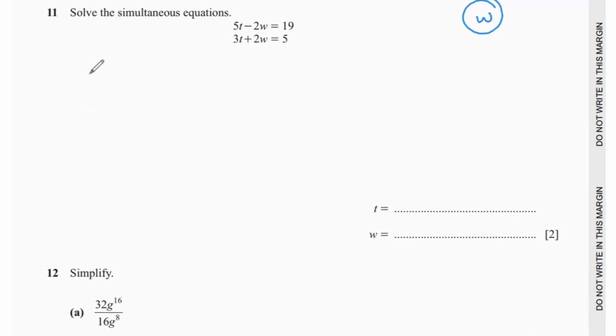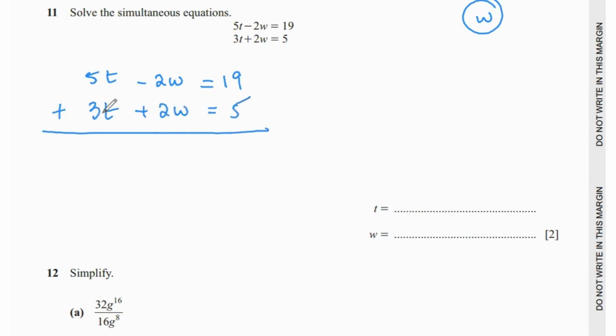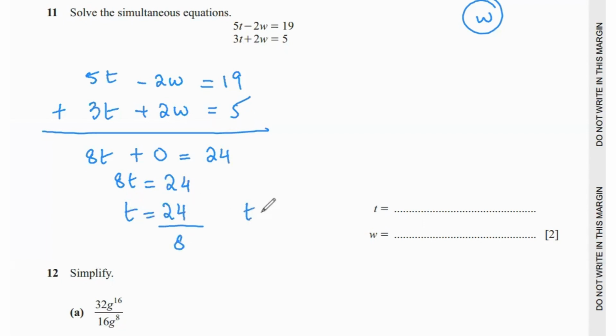equations. So by that, what I mean is that 5t minus 2w equals 19, 3t plus 2w equals 5. And if you add the two, 5t plus 3t is 8t. Negative 2w plus 2w is 0. As you can see, we have eliminated w. And 19 plus 5 is going to be 24. Hence, 8t equals 24. t equals 24 divided by 8, which is equal to 3.